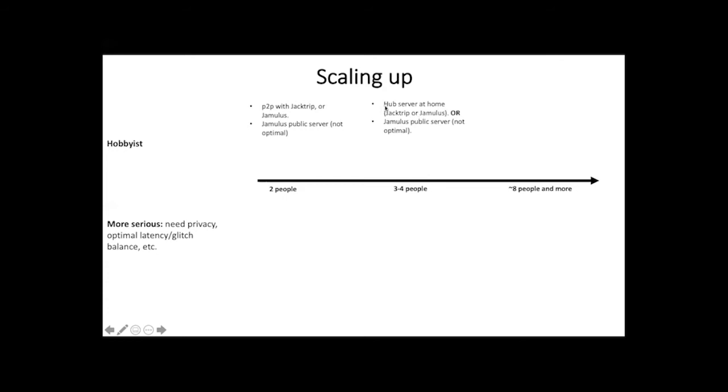Moving up to 3 or 4 people, you can set up a hub server at home, either with Jacktrip or Jamulus. Again, you would have the person with the best internet do that, especially with Jacktrip, if you're using uncompressed audio, because that increases the bandwidth that the server needs to be able to provide. So the person with the best internet connection should be doing that. Again, you can use a Jamulus public server, but for the same reasons as here, it's not the optimal thing to do.